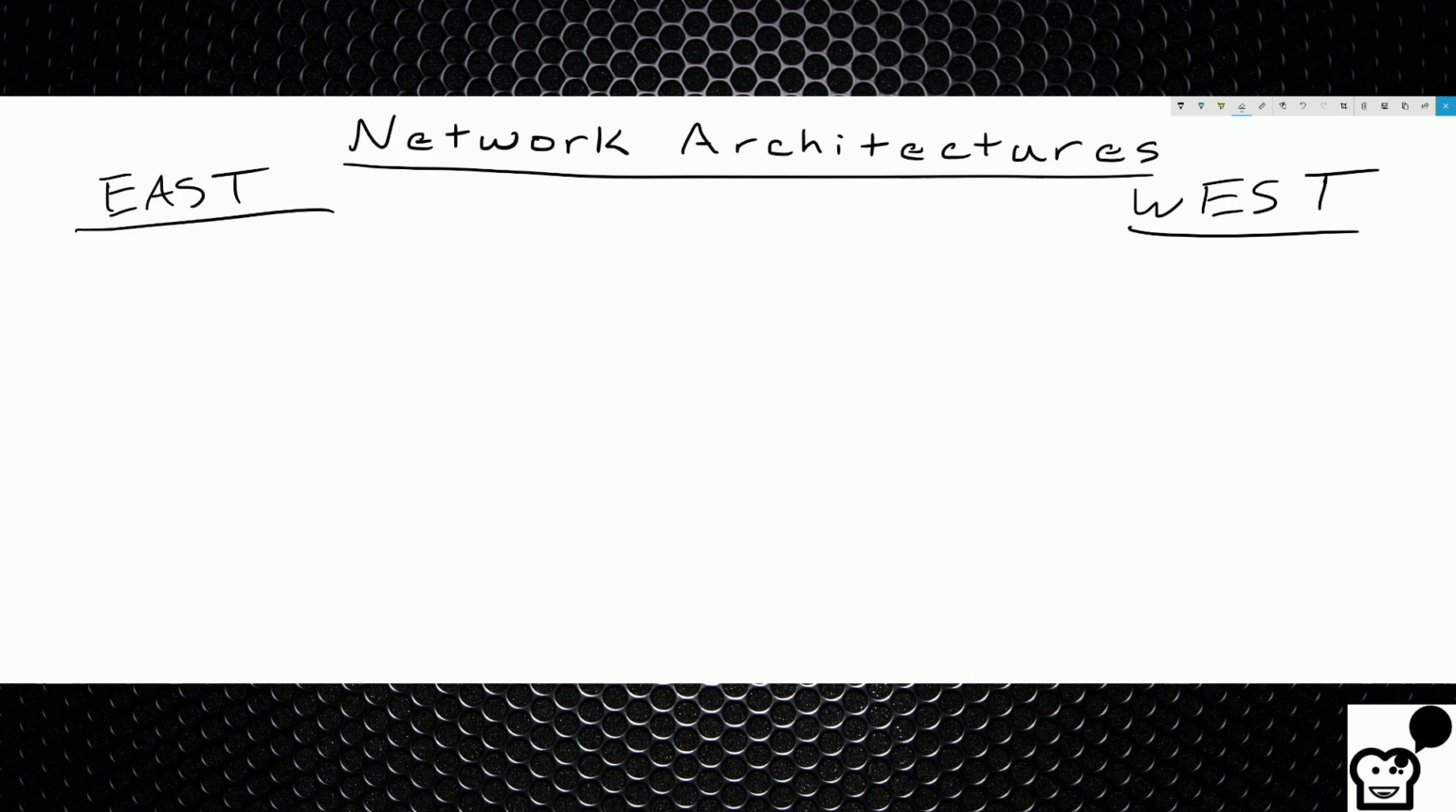And then just know that collapsed core means you're getting rid of your physically separate core layer and putting all of that load down into your distribution layer.